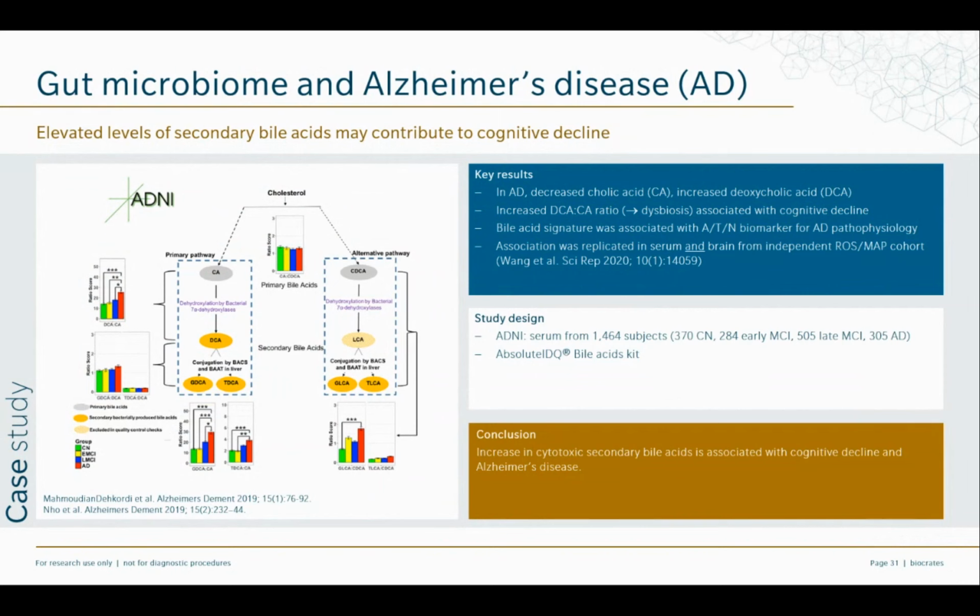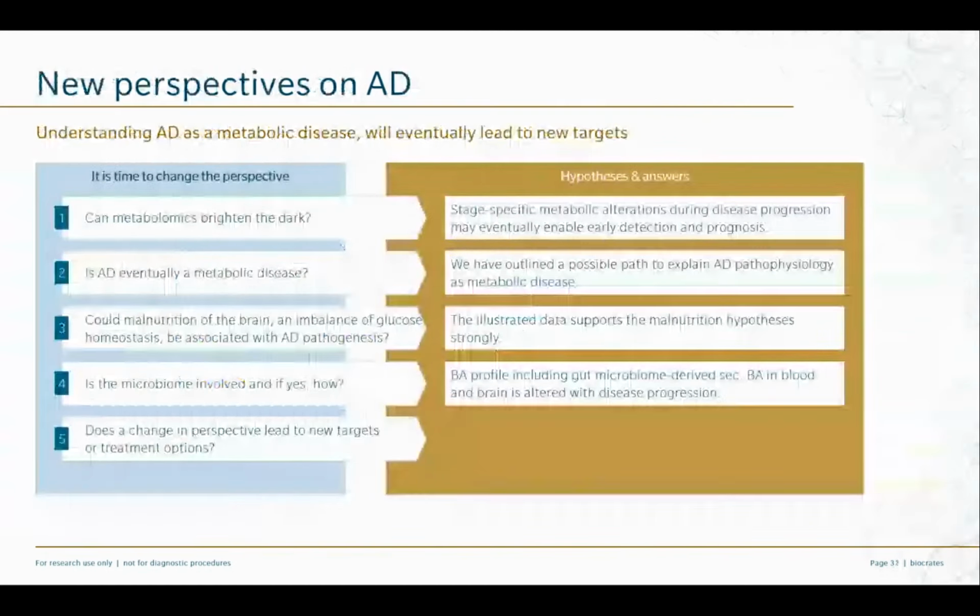So together, these results emphasize a role for the gut microbiome and the gut-brain axis in cognitive decline and the progression towards Alzheimer's disease. And a better understanding of these relations may contribute to an earlier detection of Alzheimer's and the development of disease intervention strategies. So now we can say, yes, the gut microbiome seems to be involved in Alzheimer's disease, and that alterations in the bile acid profile might contribute to disease progression.